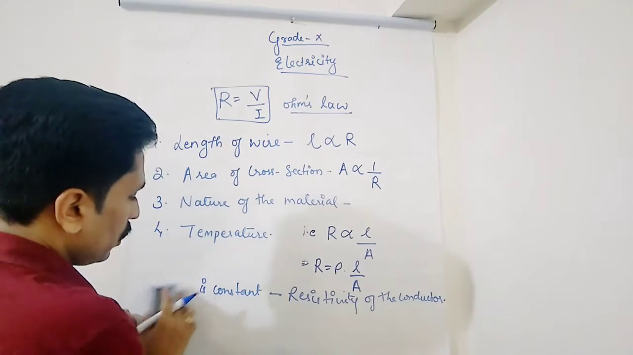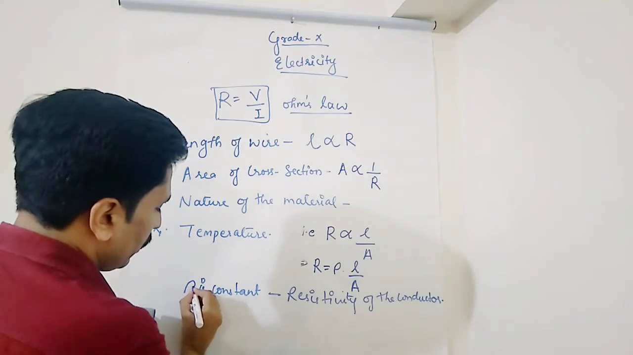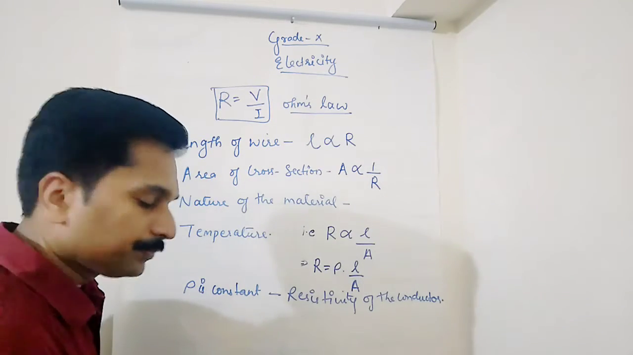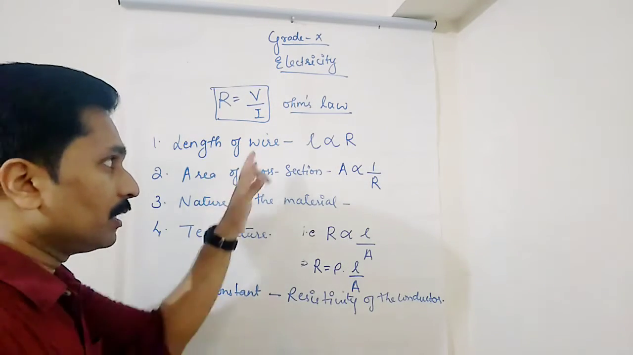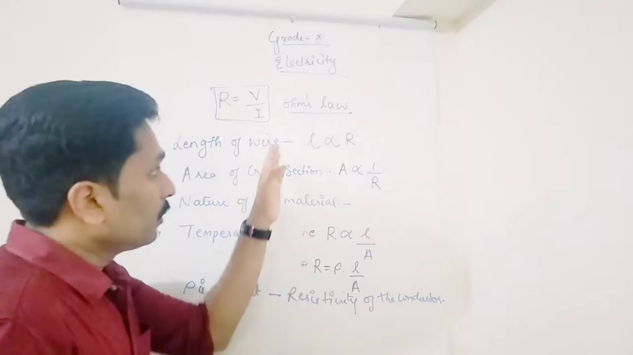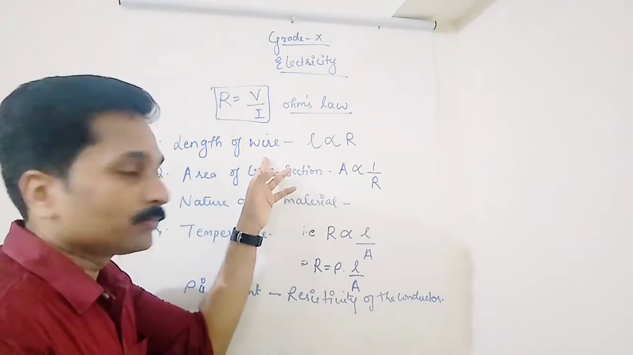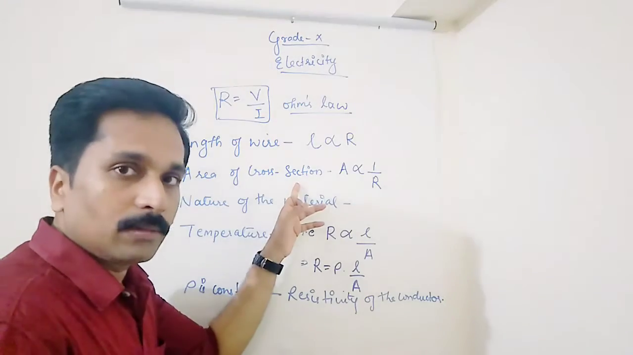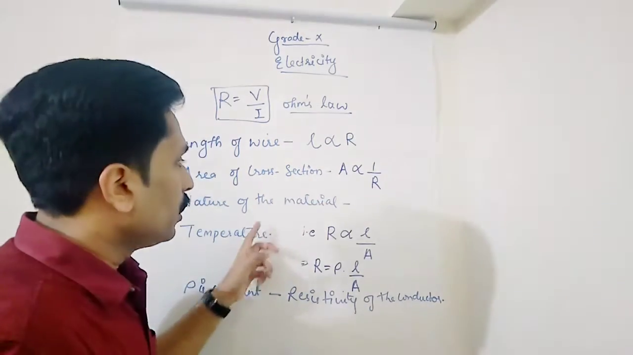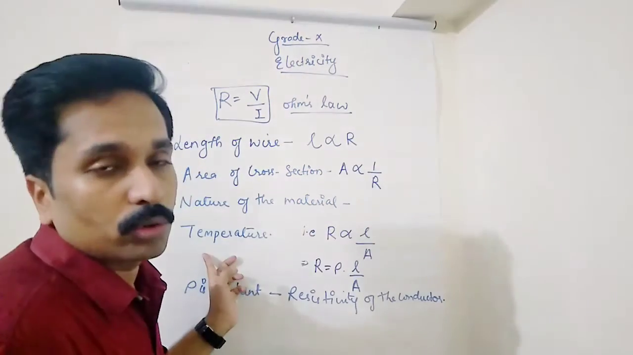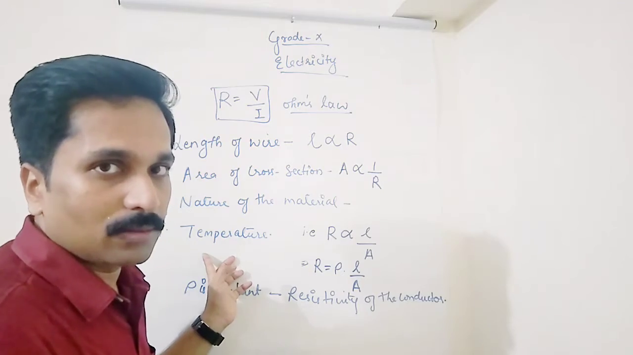Okay, rho is a slanting like P. Okay, so now once again I will tell the factors which are affecting the resistance. First one is length of the wire, second one area of cross section, third one is nature of the material, and fourth one is the temperature of the substance or the conductor.